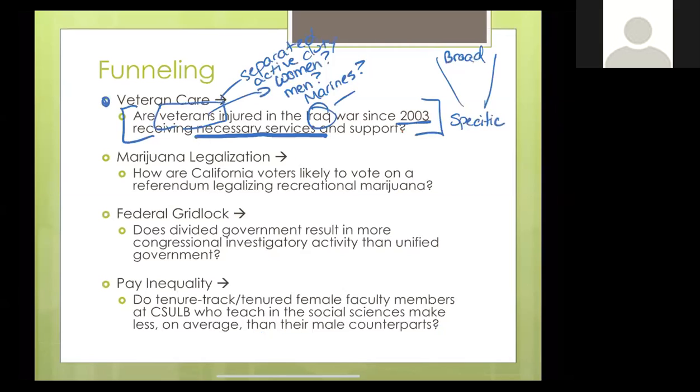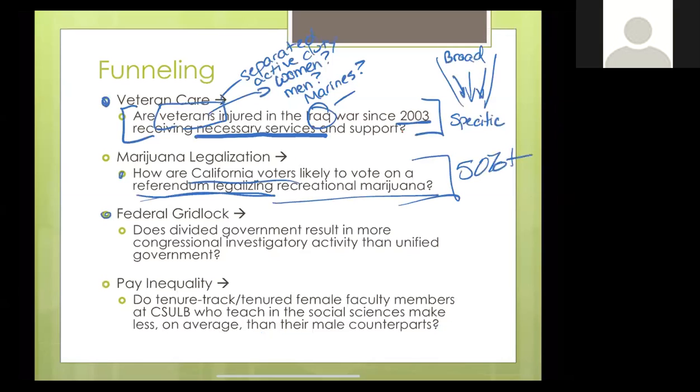So it's a good start, because we've narrowed our focus, but it also gives us the ability to hone in more specifically. Now that we've got some idea, let's funnel even further down in specificity. Marijuana legalization: how likely are California voters to vote on a referendum legalizing recreational marijuana? Obviously, at least 50% because we approved it. But we know we're talking about California voters, recreational marijuana, and a legalization referendum. Not whether you support the use of it broadly, but would you actually be willing to vote for a law that passes it?